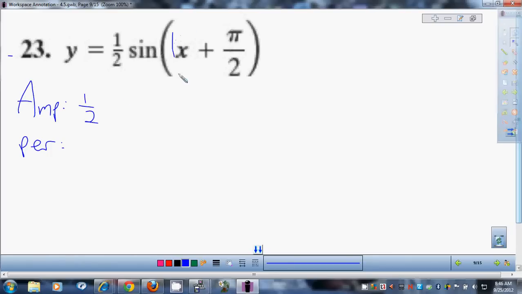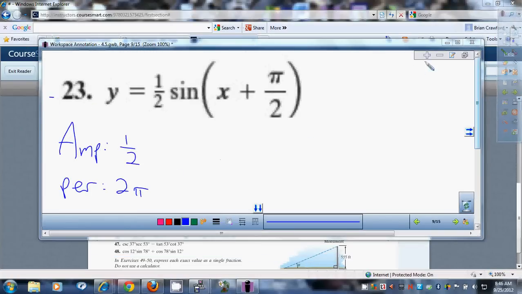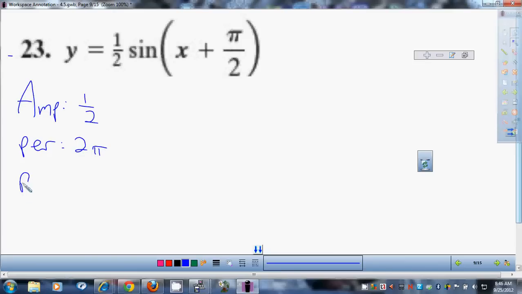Yeah, nothing. So just 1. So what's 2 pi over 1? 2 pi. Very good. The period's not going to be changed because we have no b value. And my phase shift is negative c over b. So anything divided by 1 is itself. So this whole thing is going to shift left, pi over 2 units.